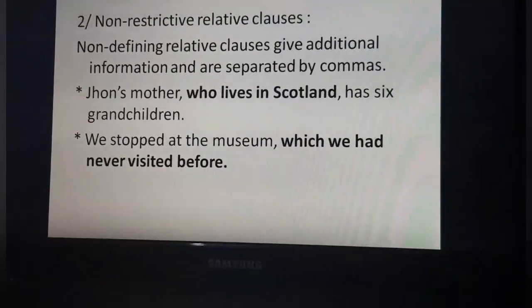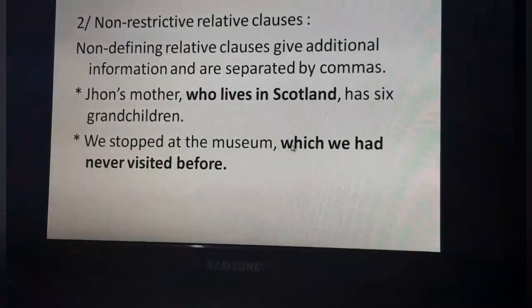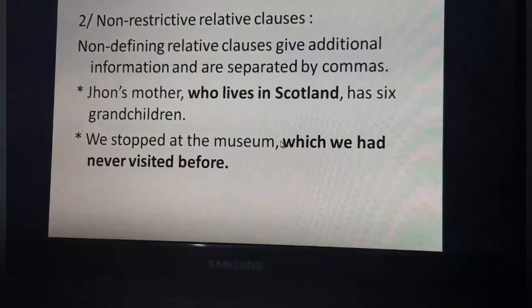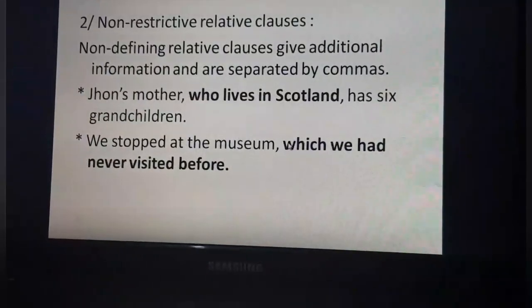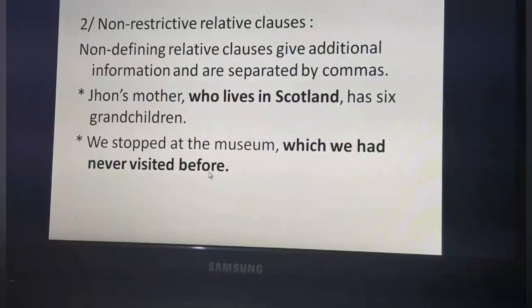But we have additional information, okay, done by the relative pronoun which, and then we have the relative clause which we had never visited before.